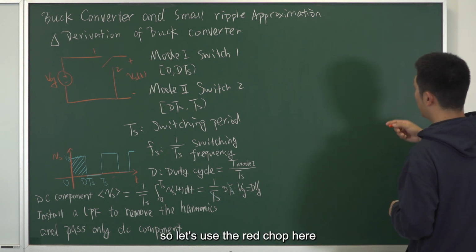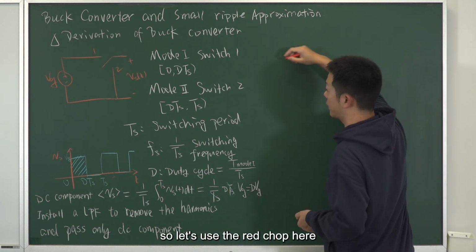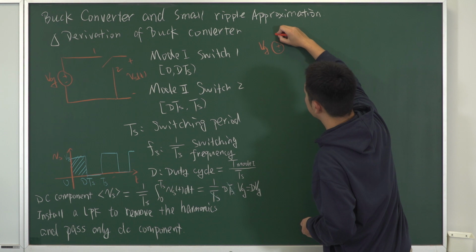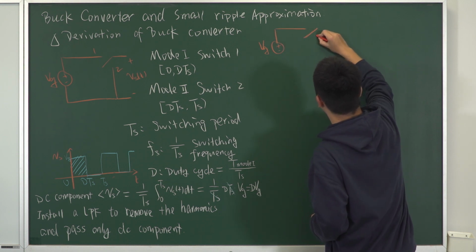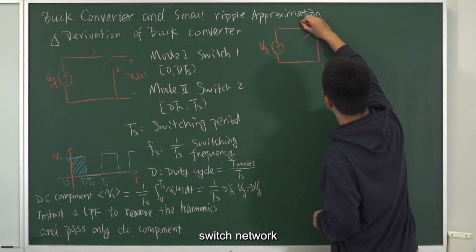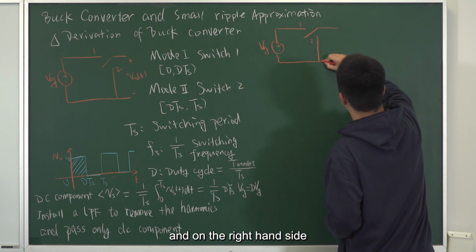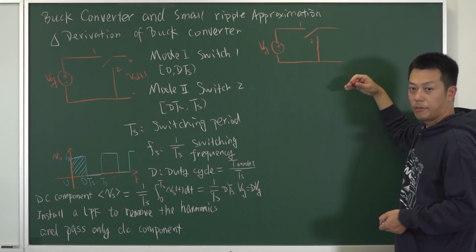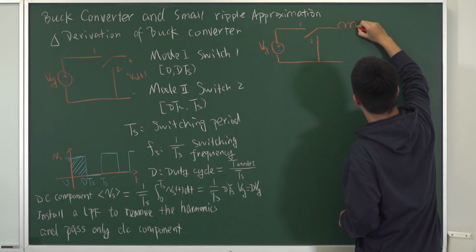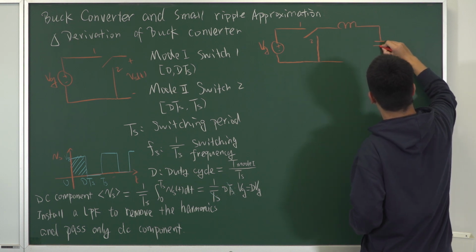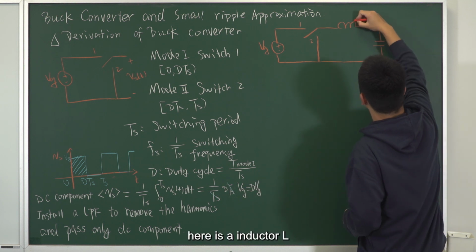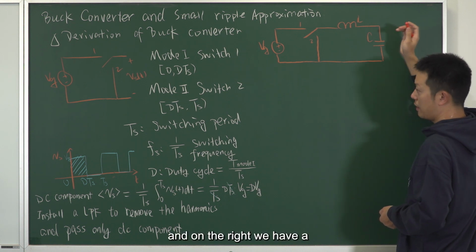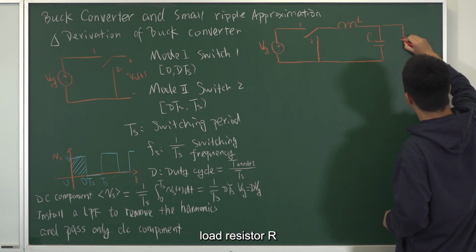So let's use the red chalk here. Same as before, the left-hand side is the input voltage and the switch network. And on the right-hand side, we draw an LC filter network. Here is an inductor L. Here is a capacitor C. And on the right, we have the load resistor R.